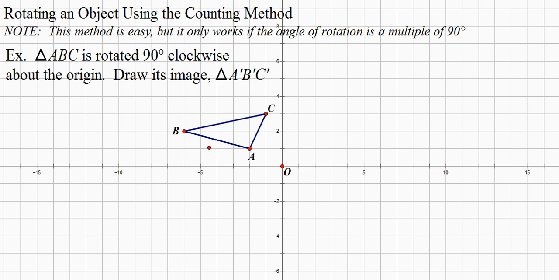Here I've got a triangle ABC, and I want to rotate it 90 degrees clockwise about the origin, using the origin as the center. Draw its image, triangle A prime, B prime, C prime. Okay, so basically this is how it works.